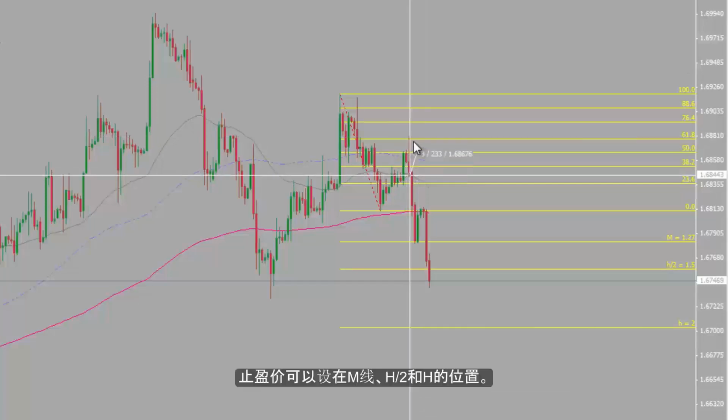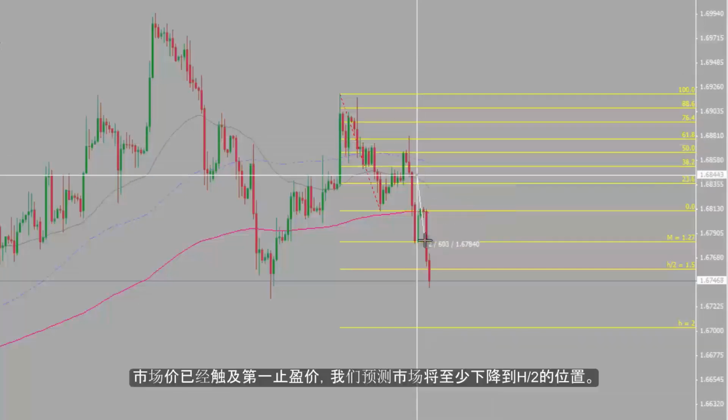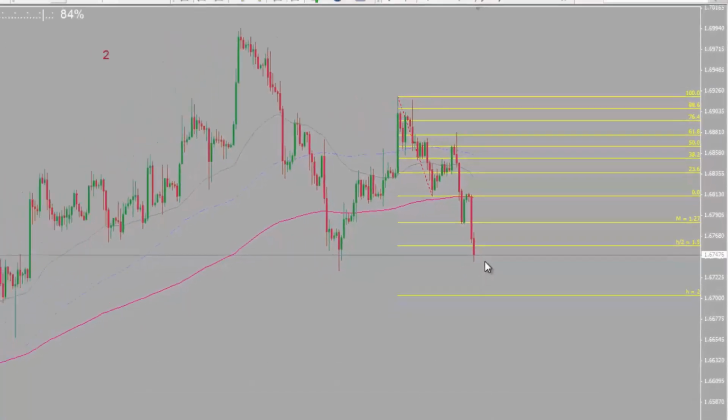TP prices could be determined on levels M, H2 and H. The market price has reached the first TP price, and it is presumptive that price would decrease to H2 at least.